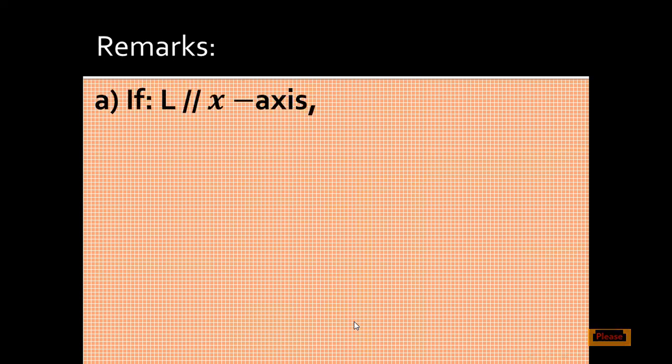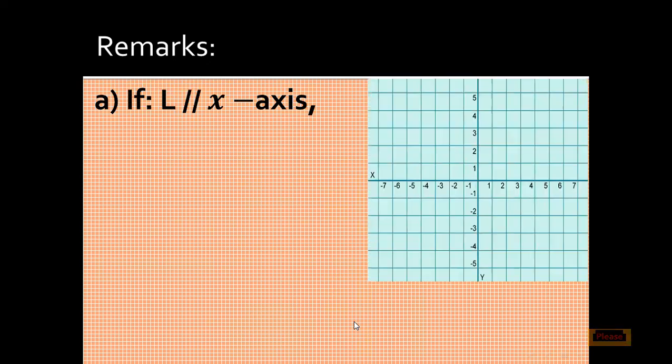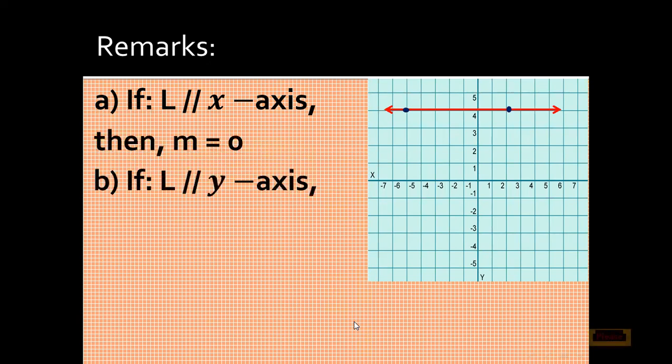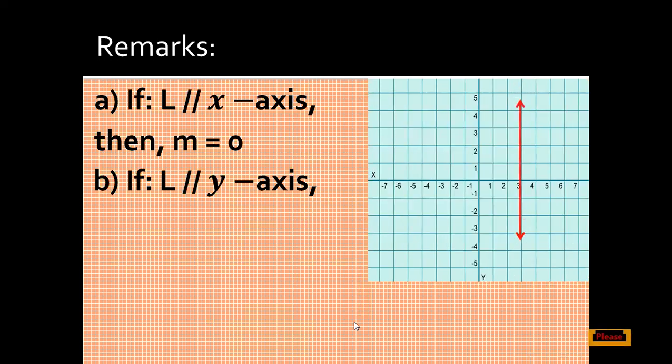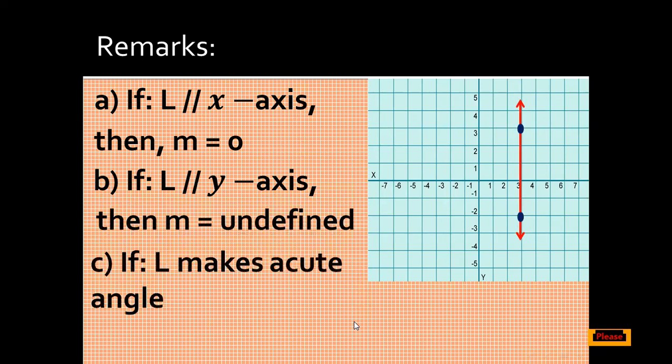Remark: if L is parallel to the x-axis, then the slope equals 0. If L is parallel to the y-axis, then the slope is undefined. Again, if the straight line is parallel to x, then the slope equals 0. If the straight line is perpendicular to the x-axis or parallel to y, then the slope is undefined, because the denominator will be equal to 0.